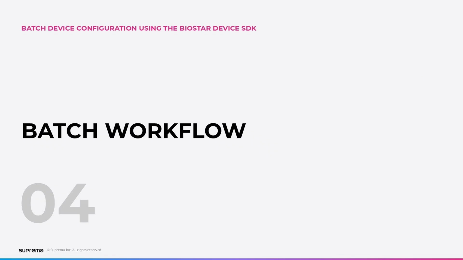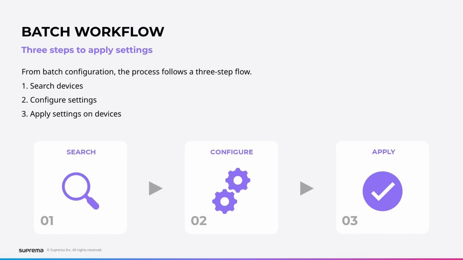Alright, now let's move on to the batch workflow in the BioStar Device SDK. We'll use the demo code to walk through the key steps and see how the overall configuration flow works. The batch configuration workflow follows 3 steps: search, configure, and apply. First, search. We discover devices on the same subnet and connect to the ones we want to configure.